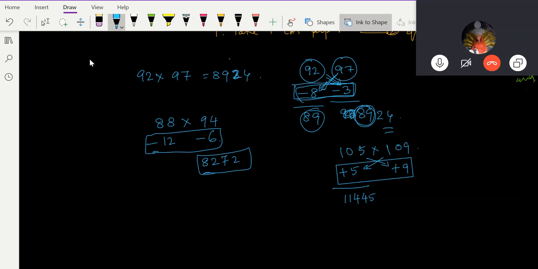Right. So this is how you can quickly calculate the product of numbers which are close to 100. And what happens if one of my numbers is greater than 100, the other one is less than 100? Then what happens?